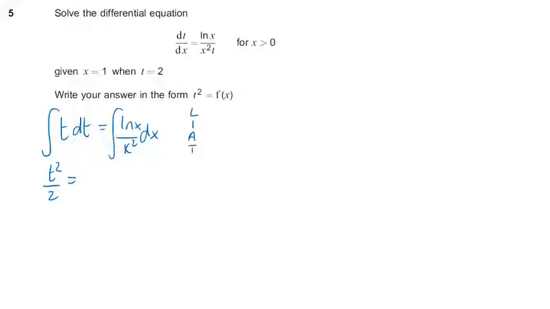So we need to choose a u and a dv. LIATE, you might have come across this acronym. So we've got ln x here, we've got 1 over x squared as an algebraic term. So this will be my choice of u, and this will be my choice of dv. If I differentiate ln x, I get 1 over x. And if I integrate 1 over x squared, remember that's x to the minus 2, I get x to the minus 1 over minus 1, so that's minus 1 over x.